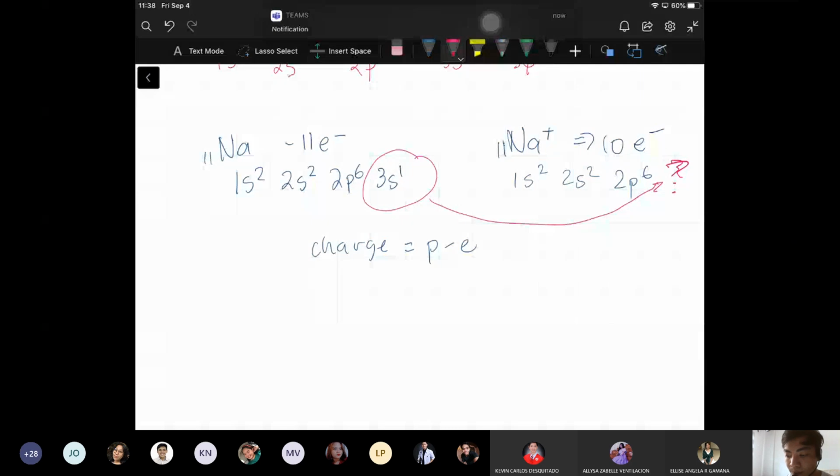Saan napunta yung electron, sir? Ano? Saan napunta? So, yung electron, most likely, napupunta yan sa atom na non-metals, no? So, yung mga non-metals, sila yung mga tumatanggap ng electrons ng metals. Paano naman, sir, kapag mga negative charge? Sige, oxygen.